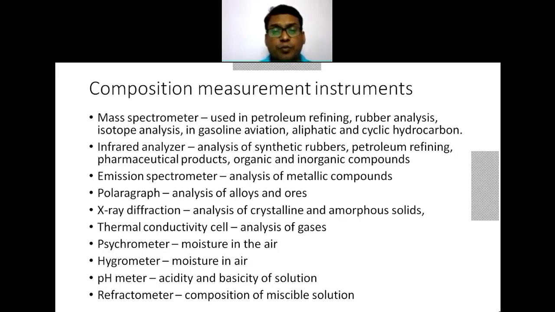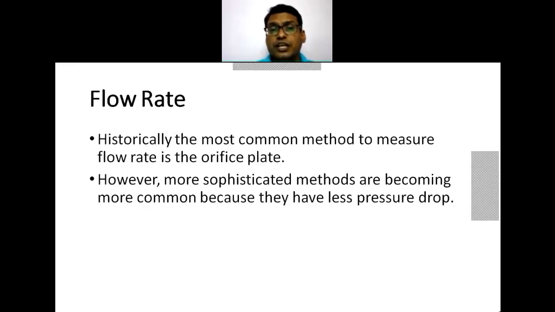Then there are psychrometers and hygrometers used to measure the moisture in the air. Then the pH meter for measuring acidity and basicity of a solution. Then the refractometer, which helps in determining the composition of miscible solutions, used in petroleum products. That is for the different instruments. Then there are different flow rate measurement instruments.